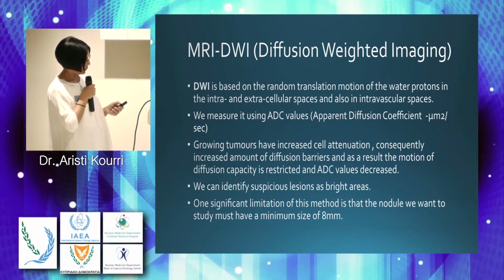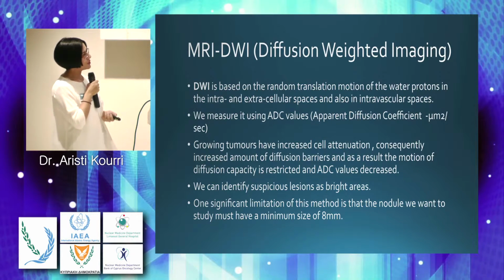The diffusion-weighted images. Diffusion-weighted imaging is based on the random translational motion of the water protons in the intra- and extracellular spaces and also in intravascular spaces. We measure it using the ADC values, apparent diffusion coefficient, in area through time. Growing tumors have increased cell attenuation, consequently an increased amount of diffusion barriers, and as a result, the diffusion capacity is restricted and ADC values decrease.